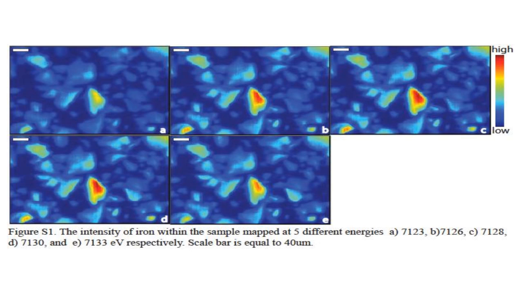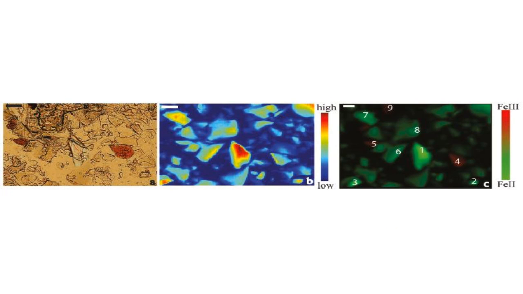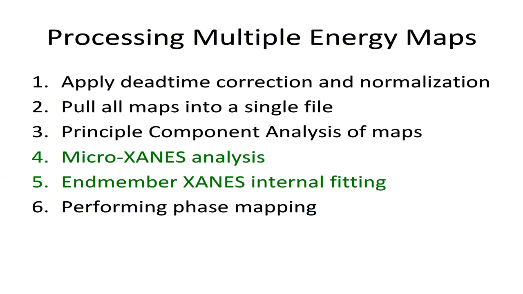What you see here are 5 different iron maps collected at 5 different discrete energies within the iron absorption edge, based on what we already know about the sample. The end goal is to produce maps of the different phases that are present within your sample. Shown here is an example that illustrates the difference in the distribution of iron 2 and iron 3 within our sample. So let's get started.